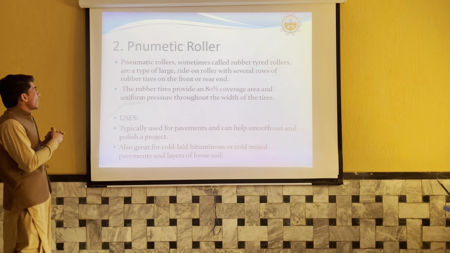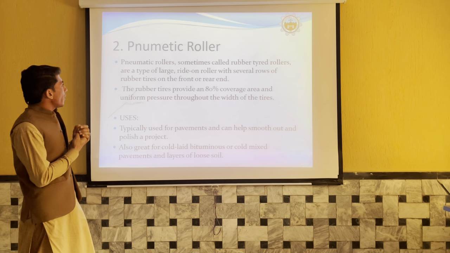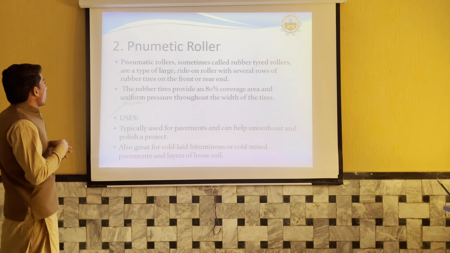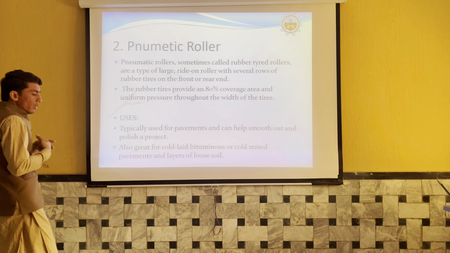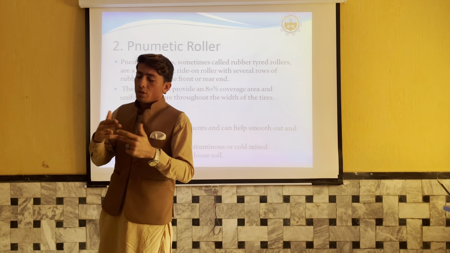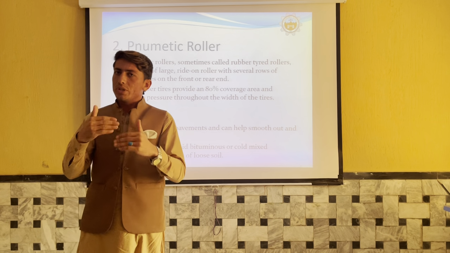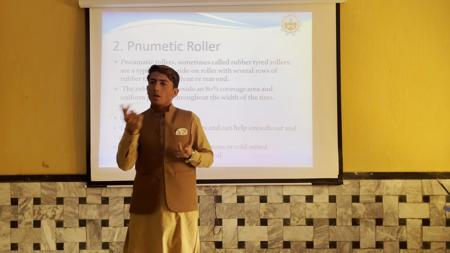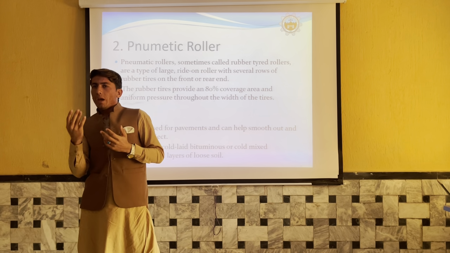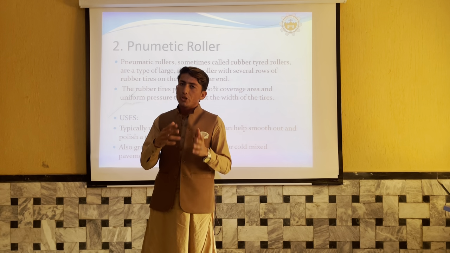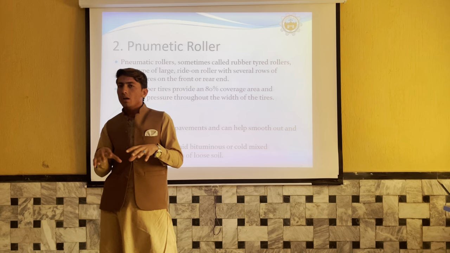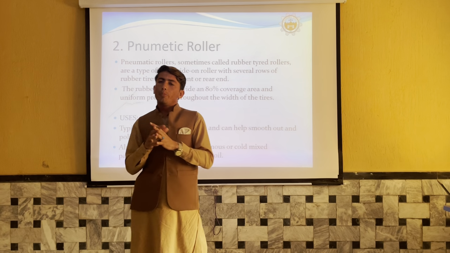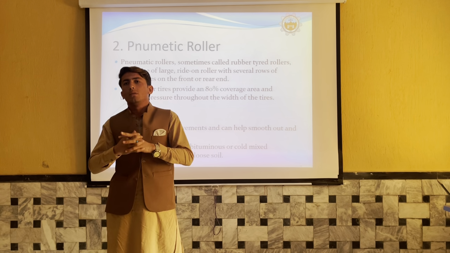Another type of roller is the pneumatic roller. Pneumatic rollers, sometimes called rubber tire rollers, are a type of large wide roller with several rows of rubber tires on the front and rear ends. The tires which we use for soil compaction are made basically from rubber. In this type we have four wheels in the machine which cover 80% of the area and they compact mostly. They are better than the previous one, which we call smooth wheel rollers.